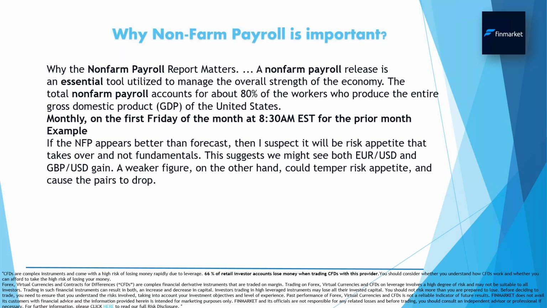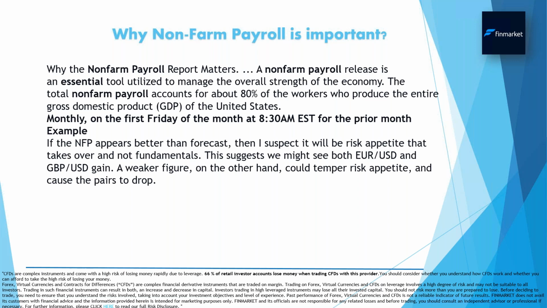Now, let me give you an example for you to understand what's going on with these numbers. Let's say that the NFP appears to be better than the one that we forecast. Then I believe the risk appetite of the traders and market participants is going to take over, meaning the eagerness to get into the market and the anxiety are going to take over, rather than the actual fundamental numbers that are out. This suggests that we might see both EUR/USD and GBP/USD on the positive side, according to what we've seen so far. It's not a rule, it's just a guideline.